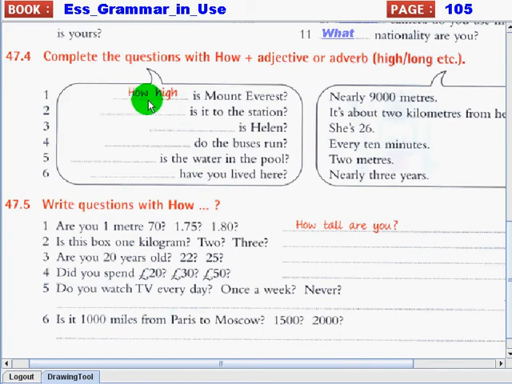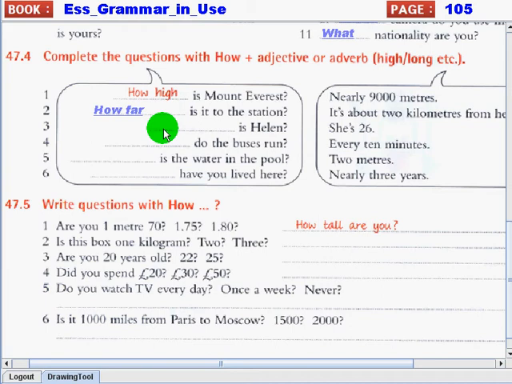Now we have here number 1. How high is Mount Everest? Now, what do you think is the answer in number 2? Okay, you're correct. It should be how far. Okay, how far is it to the station? How far? We're asking about the distance or how far is the station. Alright? How far should we travel going to the station?